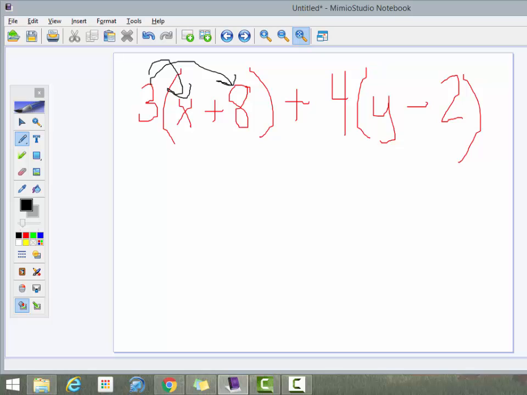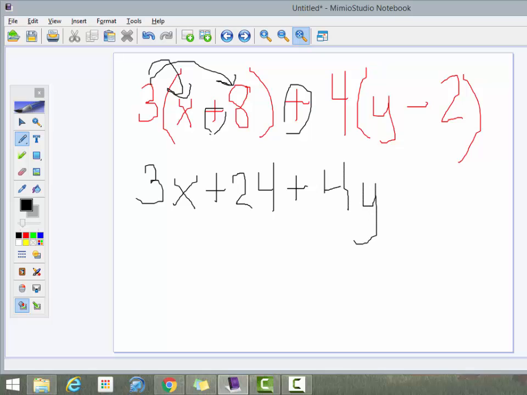So here we go. 3 times x will give us 3x. 3 times 8 will give us 24. And I carried on the plus sign from inside of that problem. I'm going to have another plus sign, and I'm going to multiply 4 times y, which is 4y. And then I'm going to distribute the 4 to the 2. 4 times 2 is 8. But instead of putting a plus sign, now I'm going to have to put a minus sign because that operation inside the parentheses was subtraction.